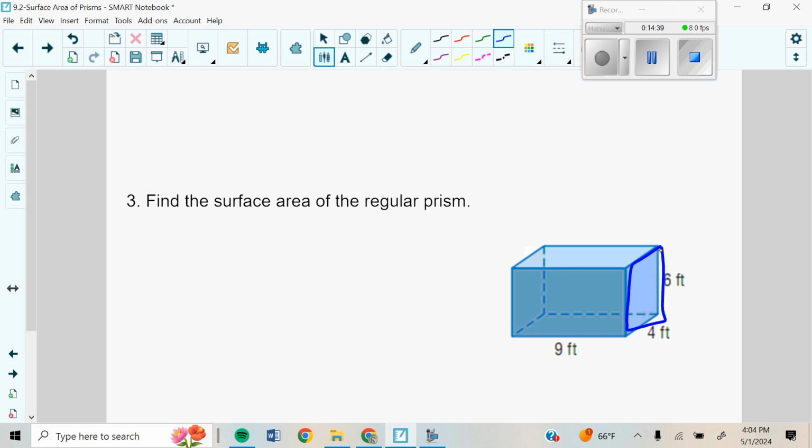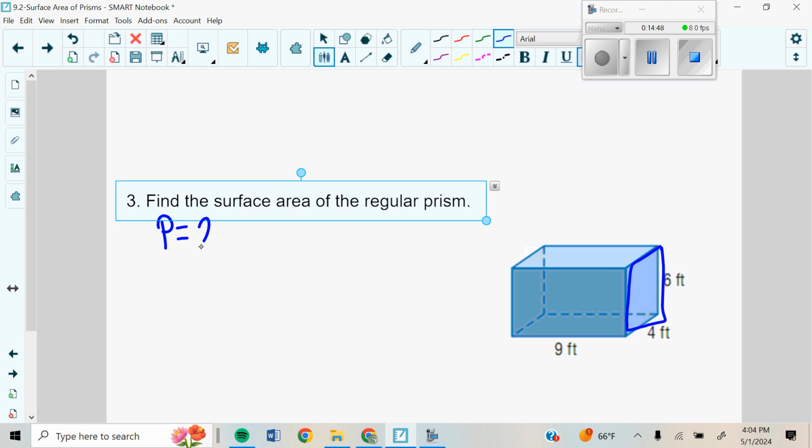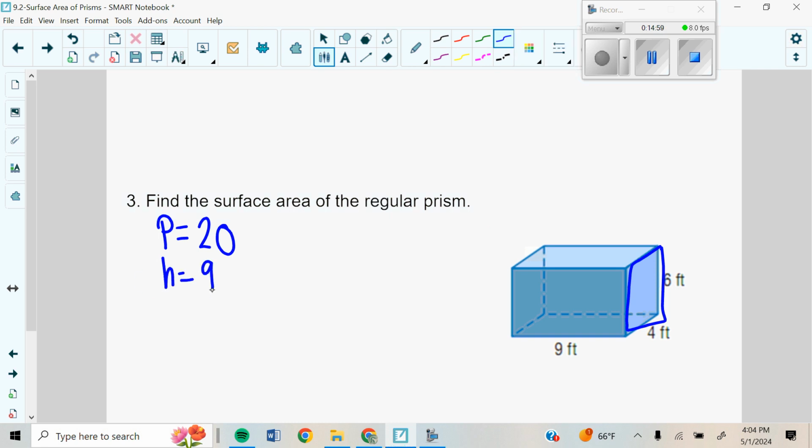Okay, so let's find the perimeter of our base first. So we have 6 plus 4 plus 6 plus 4. That gives us 20. Our height, that's our perpendicular distance between bases, so that's going to be our 9. So our lateral area is 20 times 9. So we get 180 for that one.